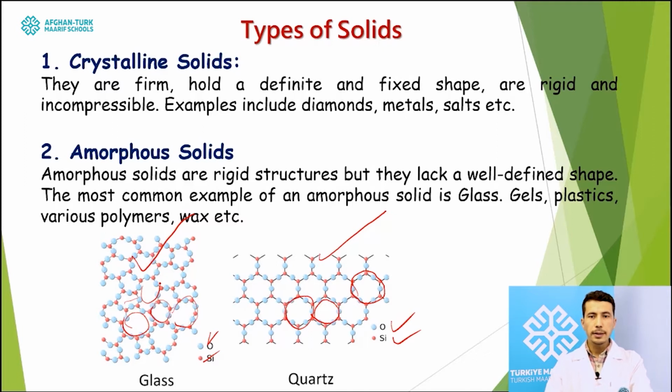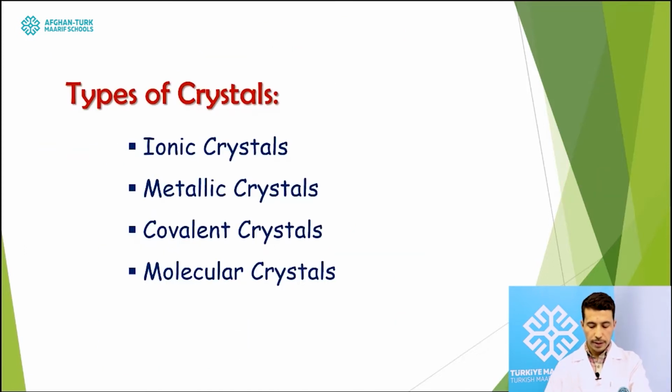Okay, students, let's study the types of crystalline solids. How many types of crystals do we recognize? There are four types of crystals. The first one is ionic crystal. The next ones are metallic crystal, molecular crystal, and covalent crystal.